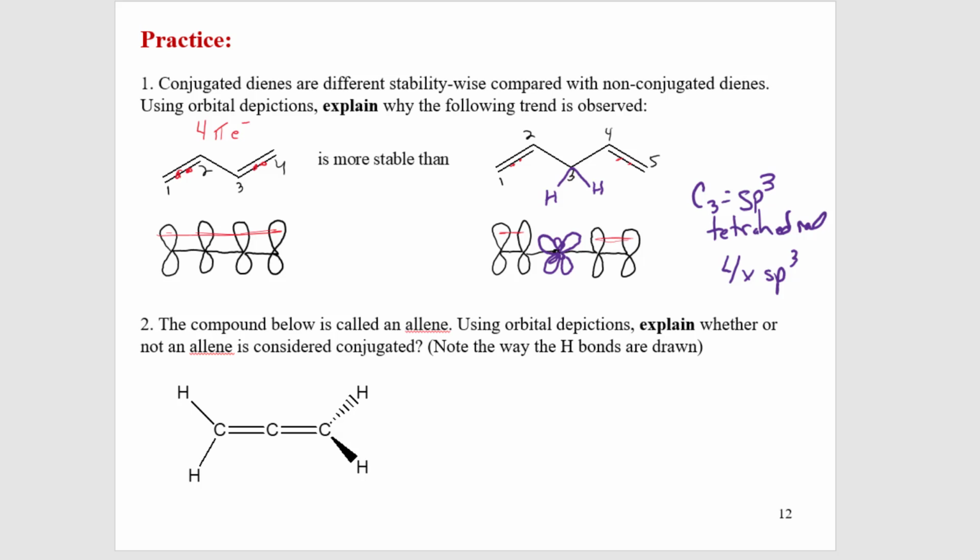In practice number 2, we can try and represent 1, 2, and 3 and see if there's any resonance here. This is called an allene. And we've seen these before. You guys were using them from time to time or having them in your homework, but an allene is actually not considered to be conjugated. Let's use our p orbitals to figure out why.